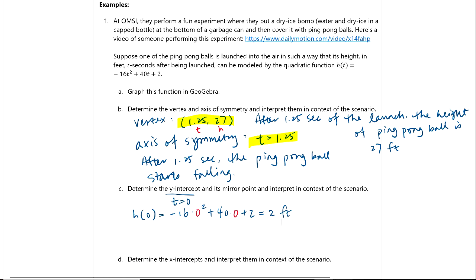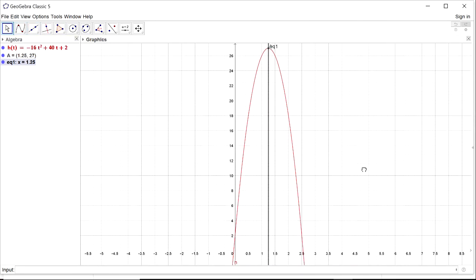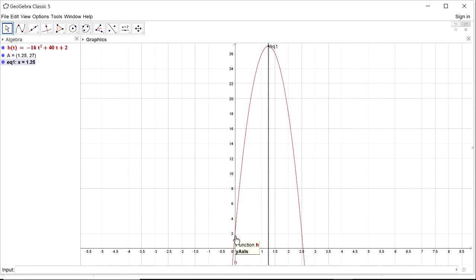And we can check through GeoGebra to see whether we indeed get the height is 2 feet when t equals 0, and write out the y-intercept from here. So going into here, if I want to find the y-intercept, you can see we need to go down a little bit. It's right over here. That's going to be the y-intercept.